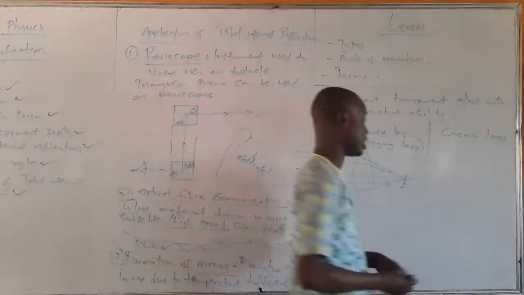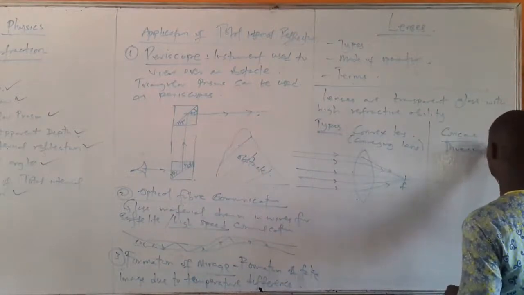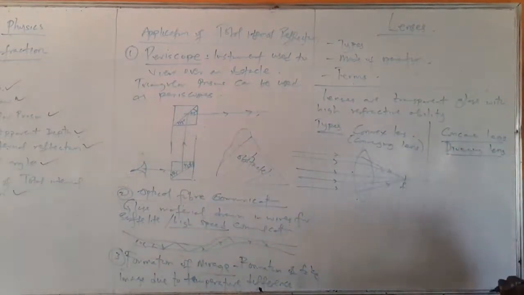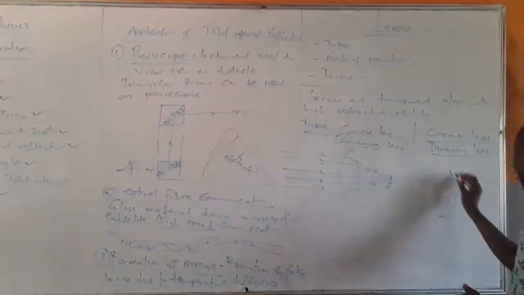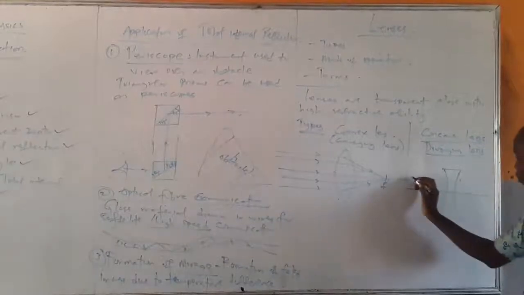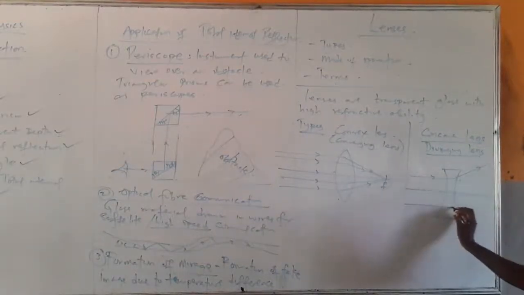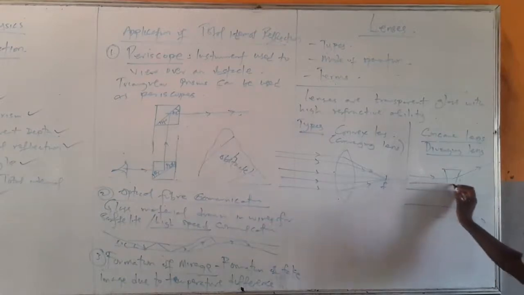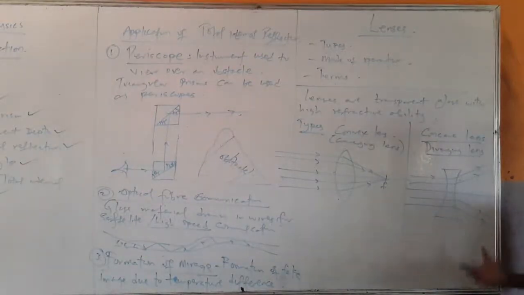Now let's check this other type of lens. The other type of lens is the divergent lens. The divergent lens diverges light that passes through it. Look at it. This is a divergent lens, or a concave lens. Any ray of light passing through a divergent lens diverges away. You can see any ray of light diverges away. So these ones are diverging or concave lenses.